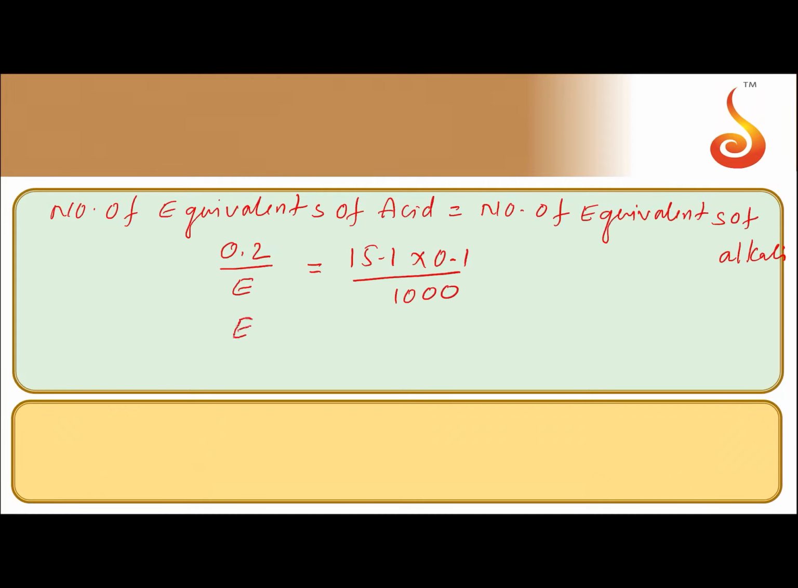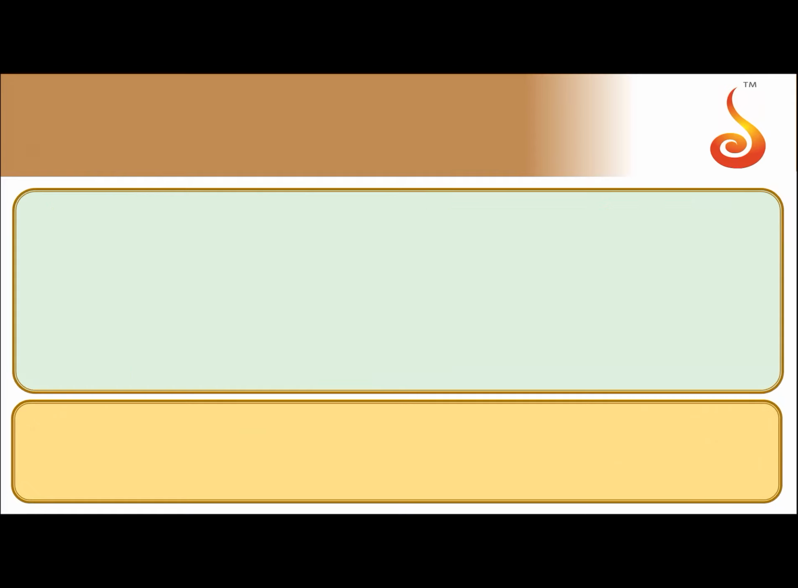So simplifying this, you will get the value of E as 132.4, which is the equivalent mass of the acid. Equivalent mass of the acid and molecular mass both are the same because it is a monobasic acid. So molar mass is also equal to 132.4 only because it is a monobasic acid. Both equivalent mass and molecular mass remain the same. So now we found out the molecular mass of the compound. Now we need to find out the i value.